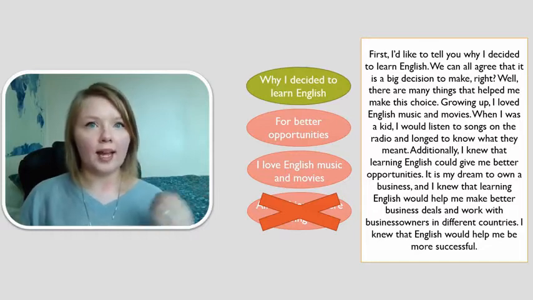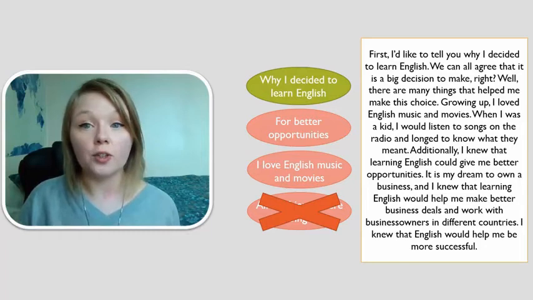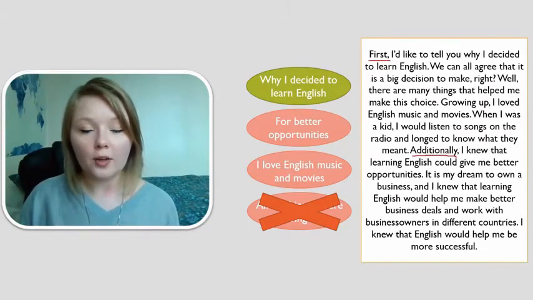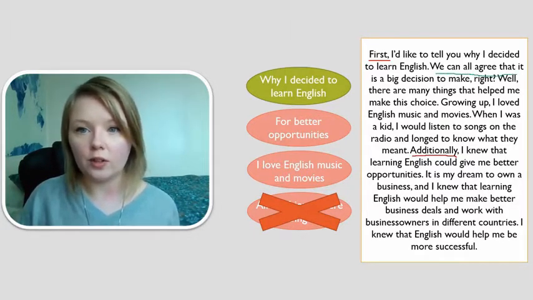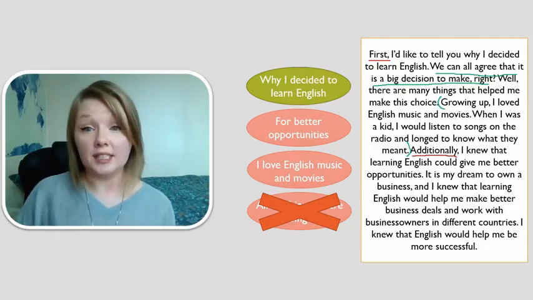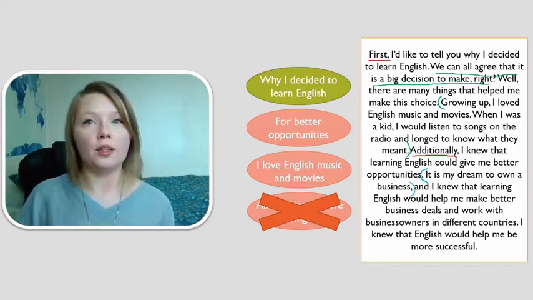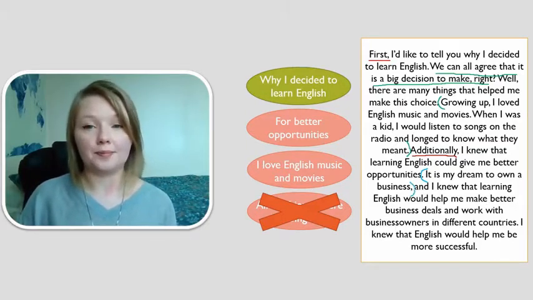Okay. Let's go ahead and look a little closer at this paragraph. As you can see, there are transition words like first and additionally. We also have some examples from our openers that we can use, like a general question. And I also told a story about when I was growing up. We can see a lot of details, like down here, giving a backstory. It's my dream to own a business, and I knew that this would give me better opportunities.